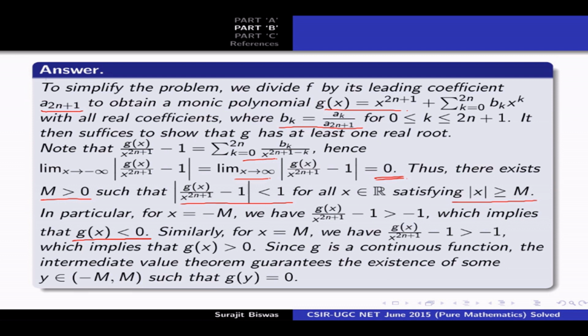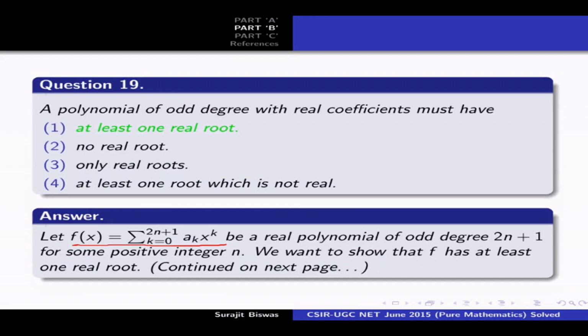And similarly, for x equal to m, we have g(x) divided by x to the power 2n plus 1 minus 1 bigger than minus 1, which implies that g(m) is bigger than 0. Since g is a polynomial, it is a continuous function, so the intermediate value theorem guarantees the existence of some y in [-m, m] such that g(y) equal to 0. Hence y is a real root of g, and hence y is also a real root of f. So the correct option is option 1.